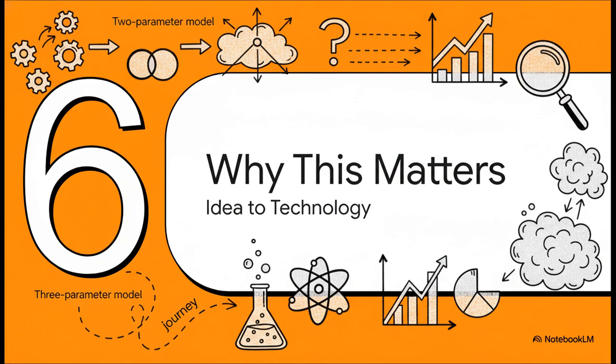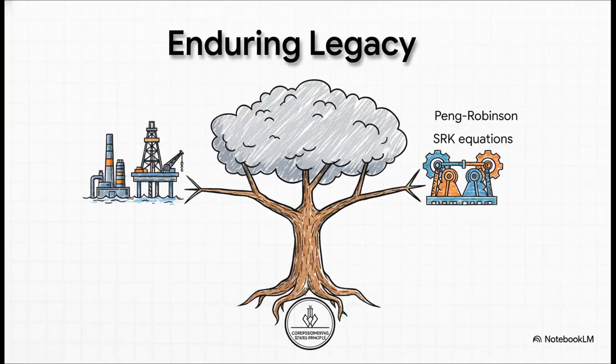Why are we talking about this today? Well, because this whole story, from a simple model to a more complex, accurate one, is just a perfect snapshot of how science works. And the legacy of this principle is absolutely everywhere in modern engineering. It's the bedrock for the super complex computer simulations we use to design things like chemical plants. It's absolutely essential for figuring out how hydrocarbon mixtures are going to behave. And it's the theoretical foundation for the famous modern equations of state, things like Peng-Robinson and SRK, that are the absolute workhorses of the entire industry.